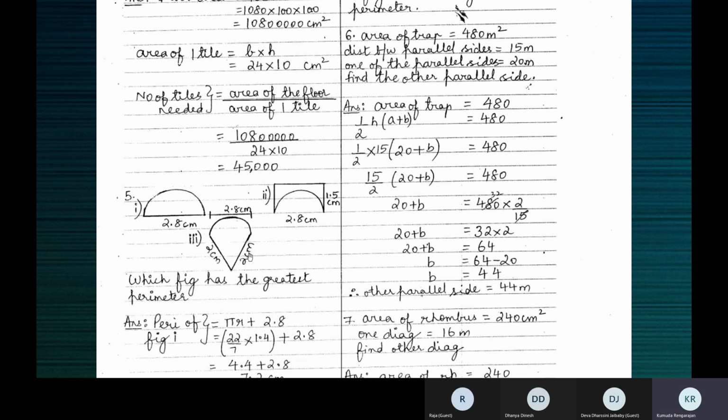The length of this line segment is 2 centimeters. And there is a semicircle here. We need to find the length of the semicircle. The diameter of the semicircle is 2.8 centimeters. So what will be the radius? 1.4 centimeters. So 2 plus 2 plus pi r.